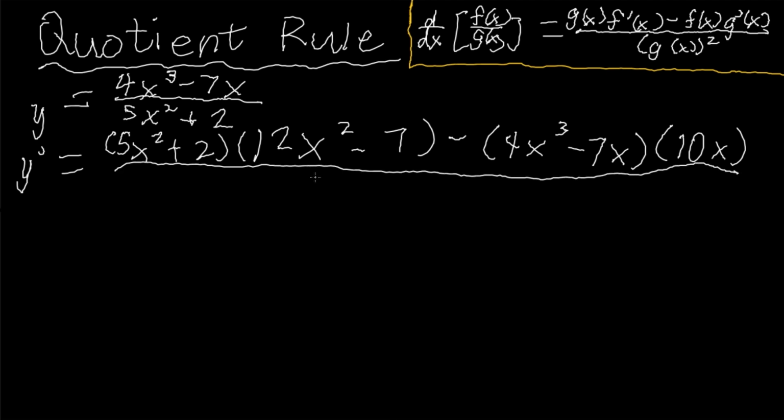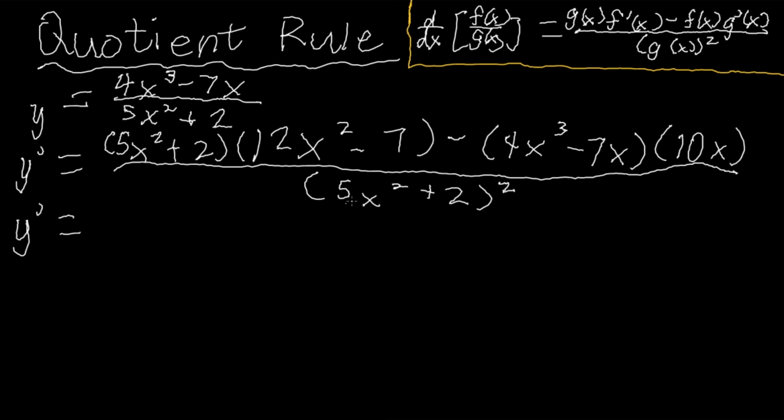Now this line looks really sloppy, I tried my best. (5x squared plus 2) squared. We usually ignore this and just make the denominator the same because it's already factored, so there's no point of really expanding it.